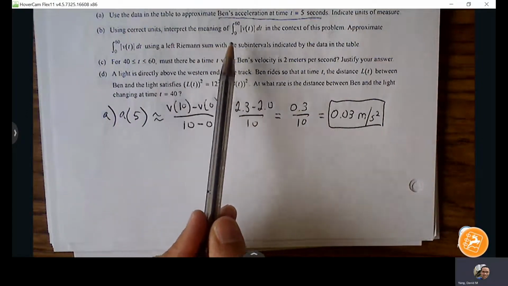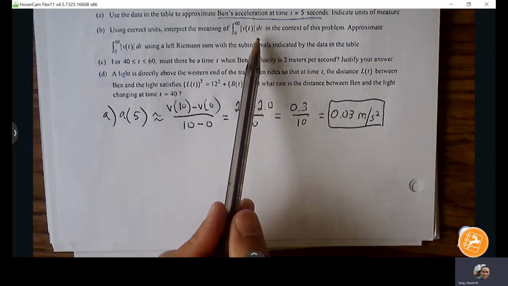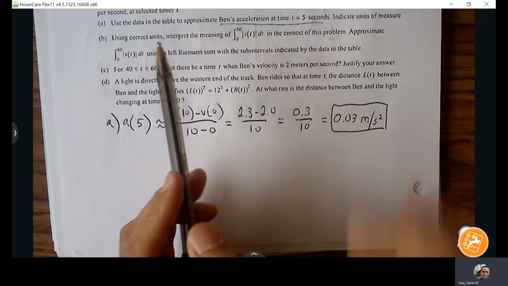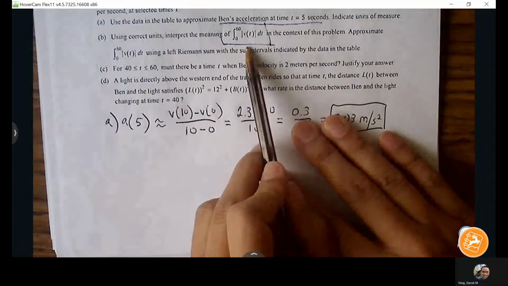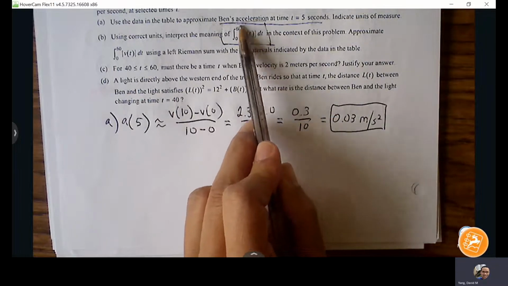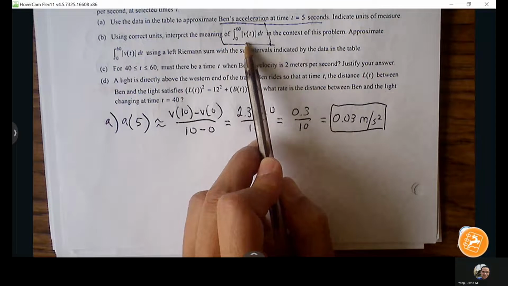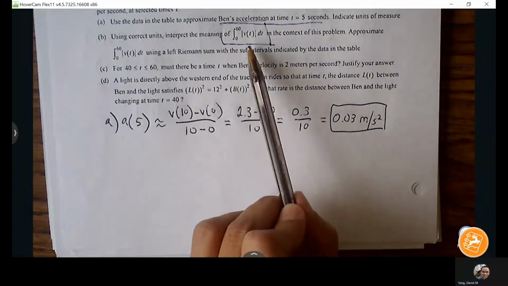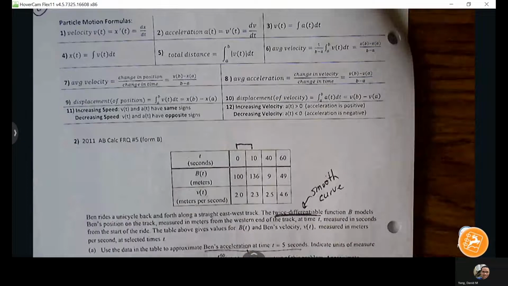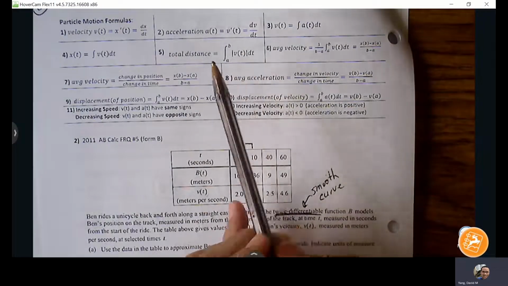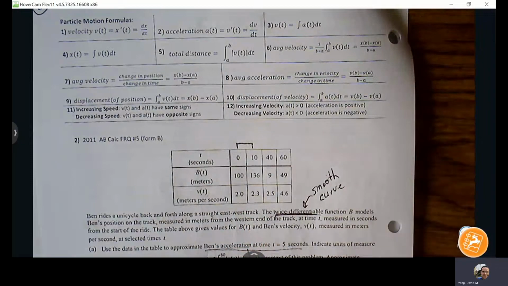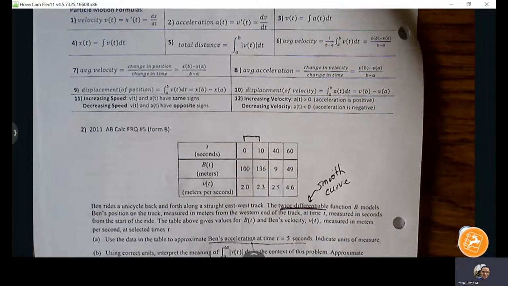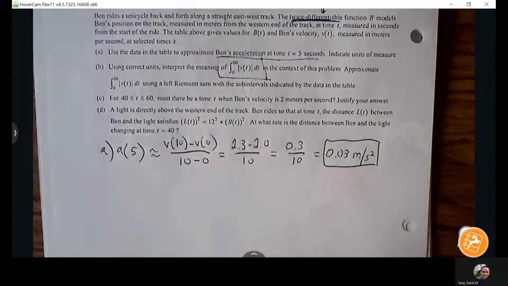Okay, using correct units, interpret the meaning of the definite integral from 0 to 60 of the absolute value of v of t. So we saw this yesterday, right? What does this mean here? The integral of the absolute value of v of t gives us what? See at the top of the page. There you go, yeah. So without the absolute value, it'll be displacement, but with the absolute value, that means every forward and backward movement, we're identifying each as a positive distance. Okay. So total distance in meters that Ben rides in the 60-second interval.